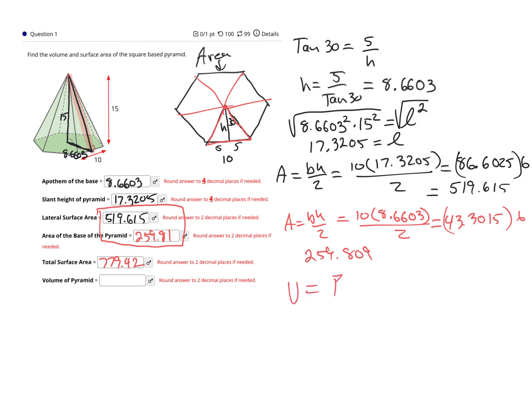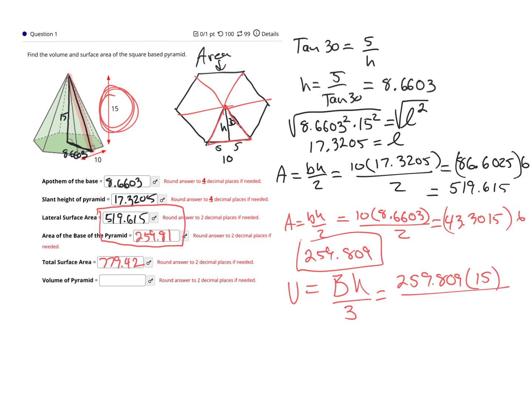Remember, the volume of a pyramid is the area of the base times the height divided by 3. The area of the base we just found when we did this one right here. So 259.809 times the height. The height is 15, and then divide that by 3. When you put that in your calculator, you're going to end up with 1299.045. So that will be the answer here. And that's how you do this question.